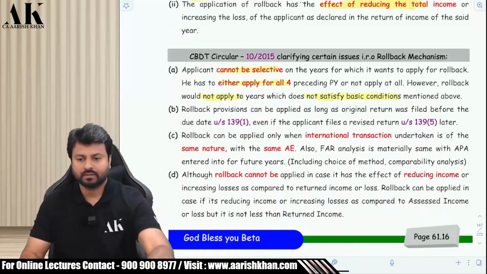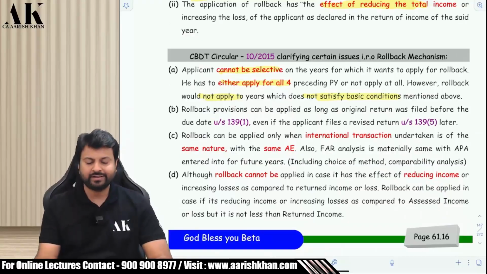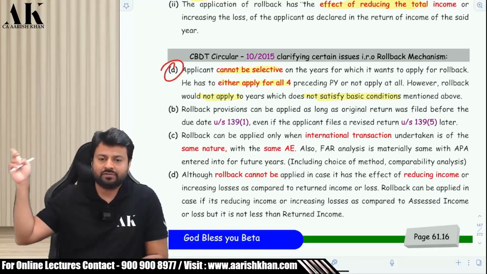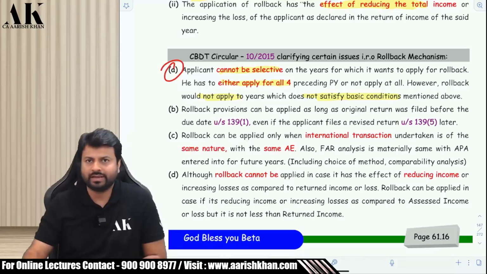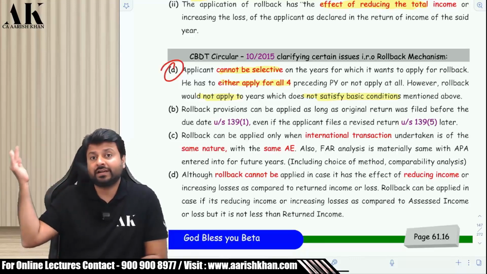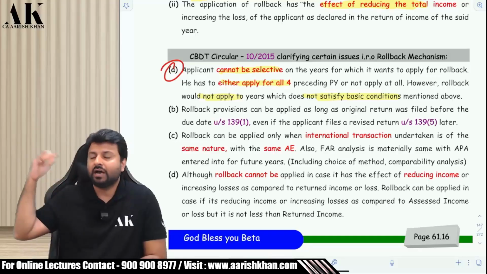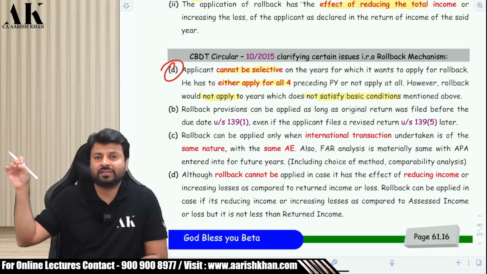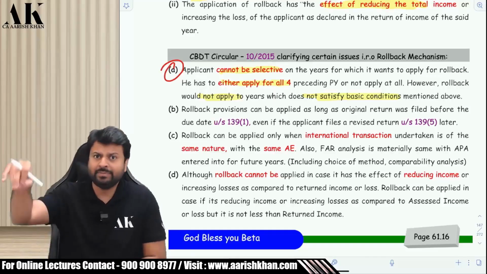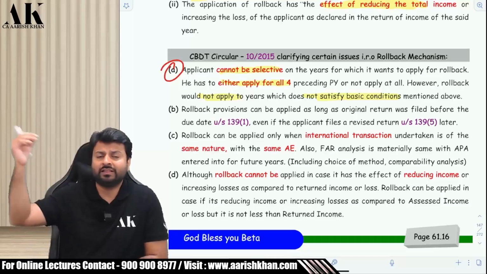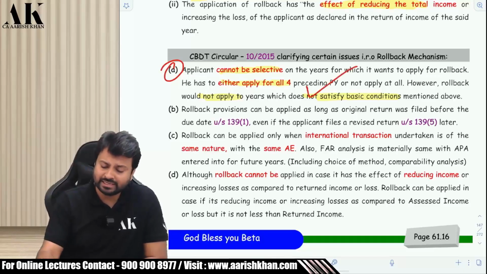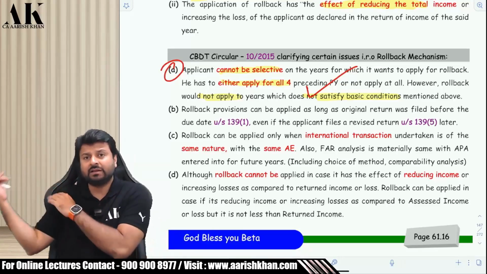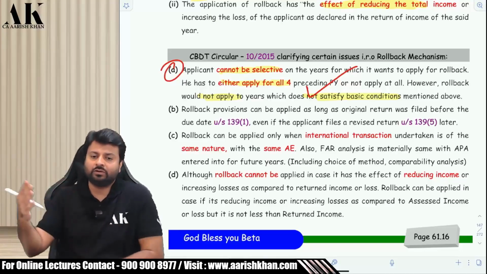Check it please. Now, there is a CBDT circular over here clarifying certain points in the conditions. One of the conditions is that the applicant has to make an application for all the years, or else he does not have to come for rollback. He cannot be selective. Now, what if he does not satisfy basic conditions in some of the years? Say, for example, out of the 4 years, in some year he has not filed the return on time, or in some year he does not have the same international transaction, or in some year he has not filed the form 3CB report. Can he go for the remaining years? Yes, in that case he can go for the remaining years. By default, the applicant has to make an application for all the years, but if in some of the years he has not fulfilled certain basic conditions, then he can go for the remaining number of years.